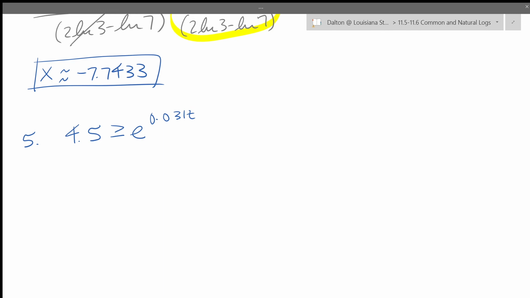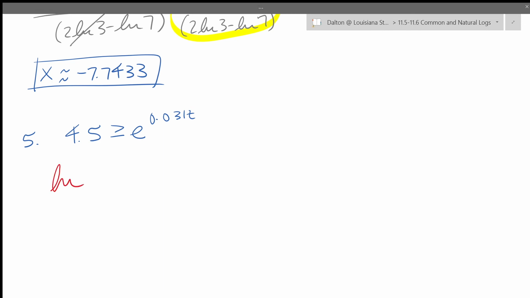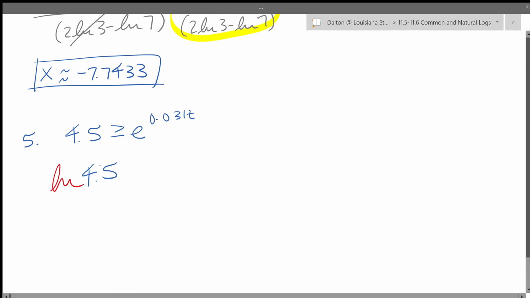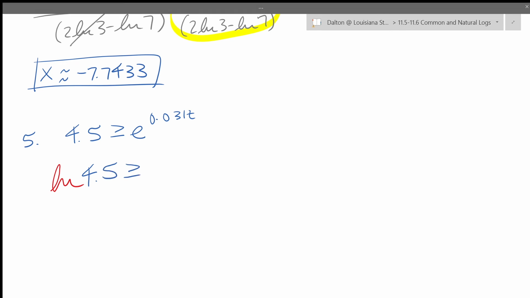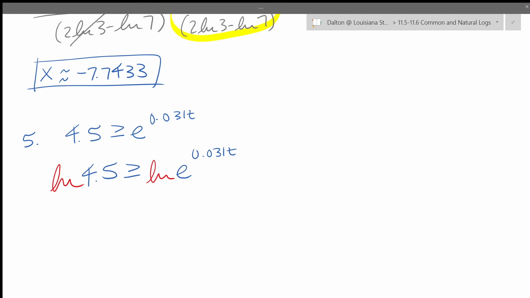So I want to go ahead and take the natural log of both sides. So I have the natural log of 4.5 is greater than or equal to the natural log of e to the 0.031 t power. And side note, guys, I don't think I did a great job of explaining this earlier because my brain kind of got ahead of me.